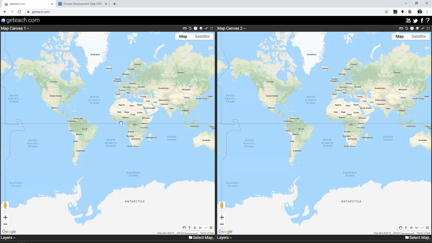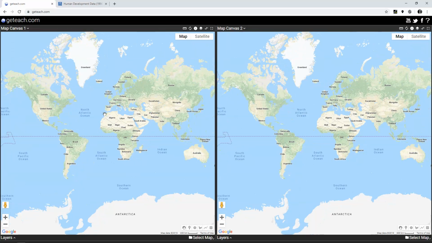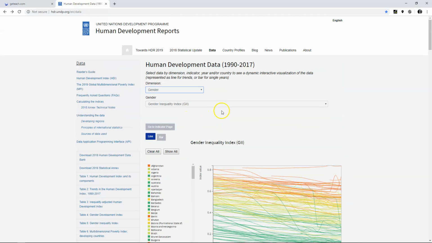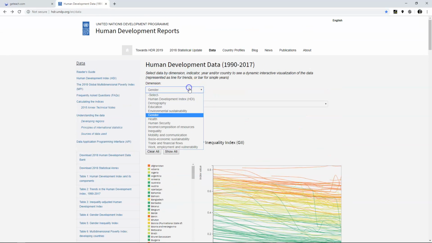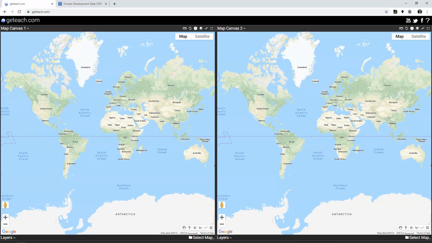I couldn't really find a geospatial gender equity map or service that I liked, so I just went ahead and created it myself. This is the data I'm using. It's the United Nations Development data, and you can sort it by gender. I just grabbed all this data and put it into geteach.com.